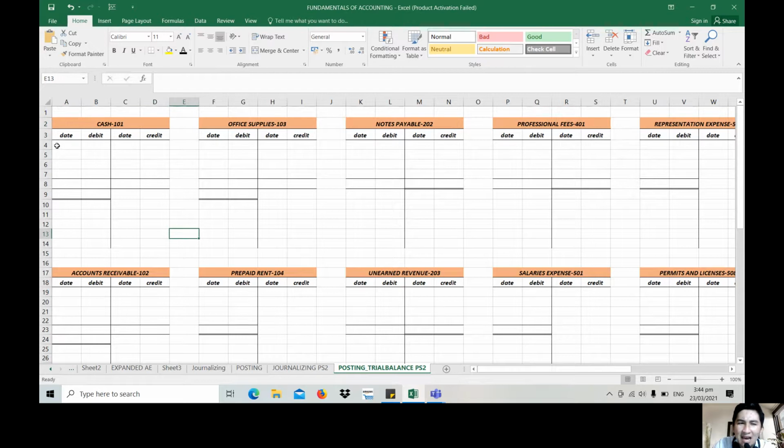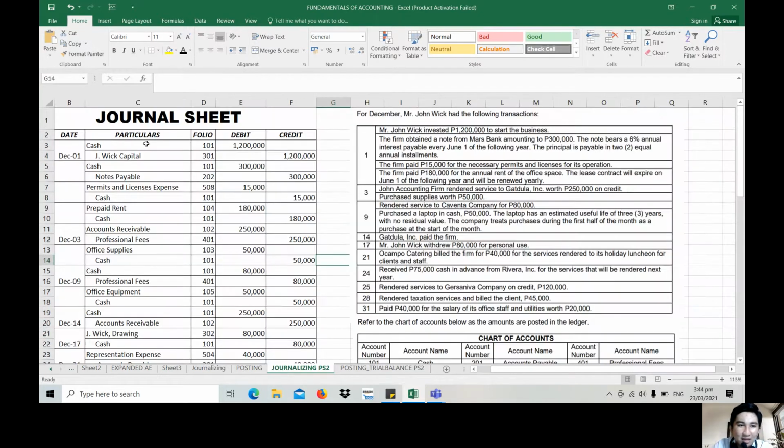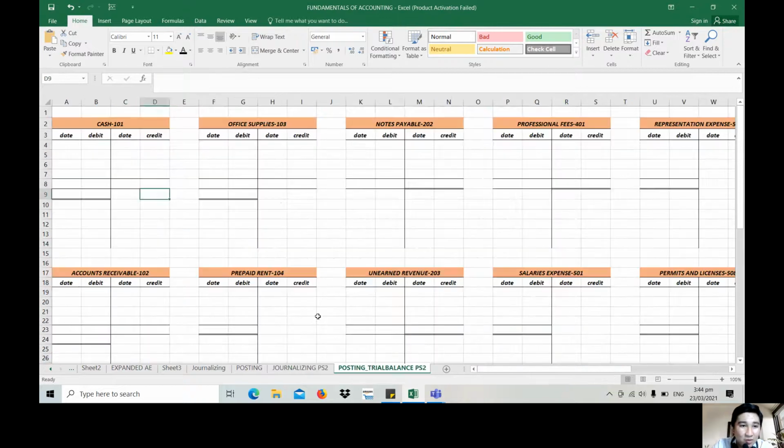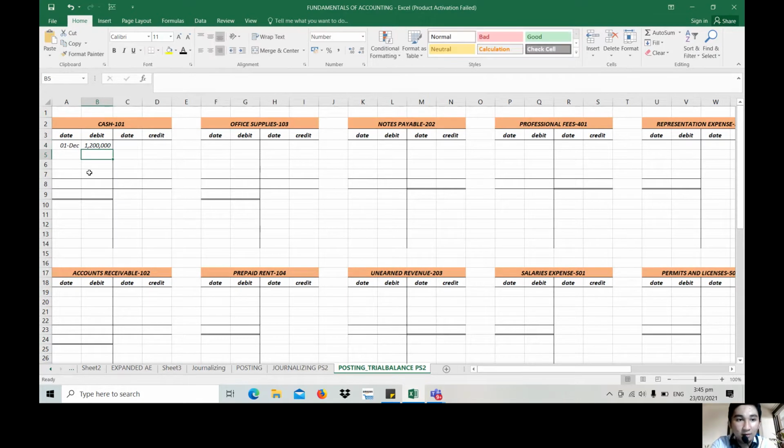Na isa-summarize natin lahat ng transaction ni cash or lahat ng transaction ng particular item. Okay? Isa-summarize natin dito ang dates, dito ilalagay yung money amounts. Okay? So, unahin na natin si cash. Ayan. Ito yung mahirap. Si cash, okay, highlight natin. Okay, December 1, may 1.2 million. Okay. December 1. 112 pala. Ayan. So, 1.2 million.